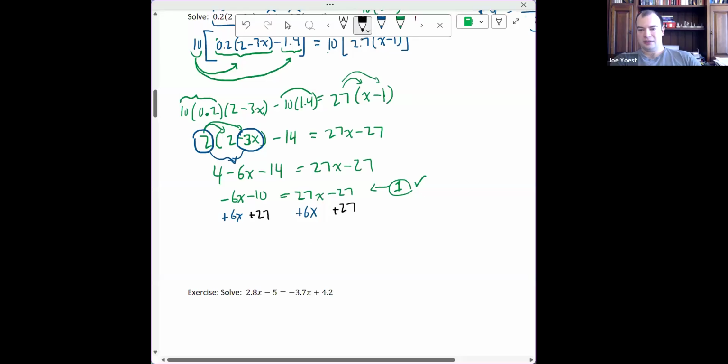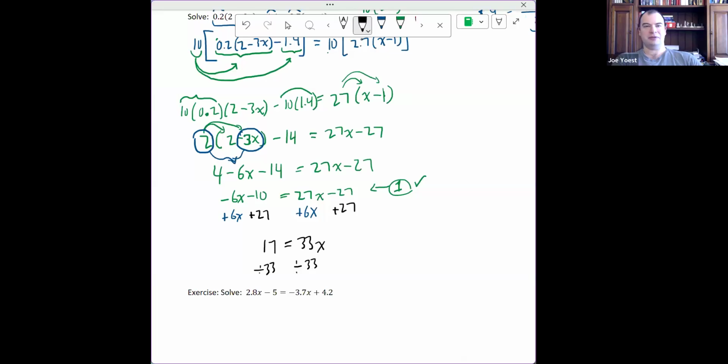And on the right, I get 33x. My 27s go away, minus 27 plus 27. On the left, my 6x's go away, and I get 27 minus 10 is 17. I divide both sides by 33. I've isolated my variable term. I isolate the variable now.